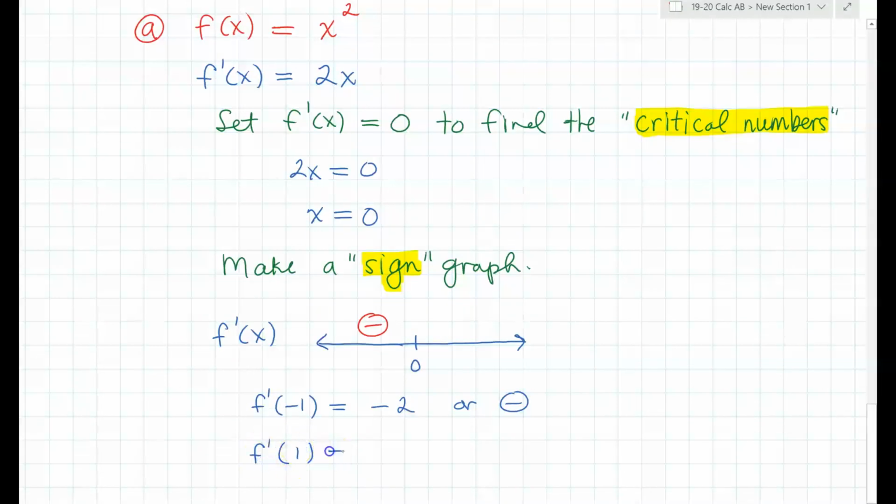A 1. If you plug in a 1, what do you get for your derivative, f prime of 1? 2. Or, remember, I could care less about the answer. It's positive. You know what that tells me? What that minus and that plus mean? How do you know it's a minimum? They're both what?